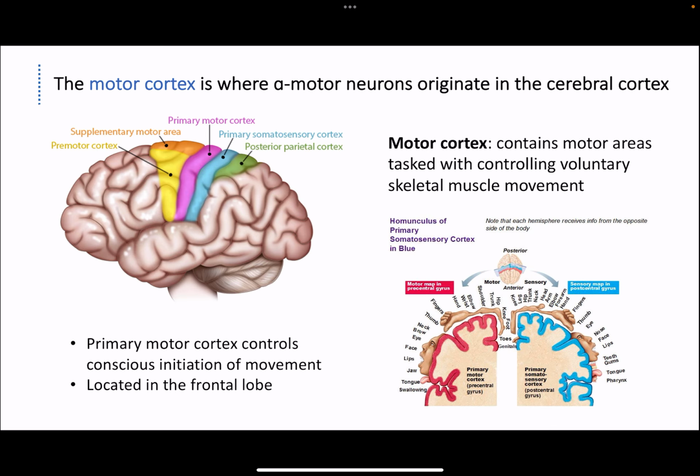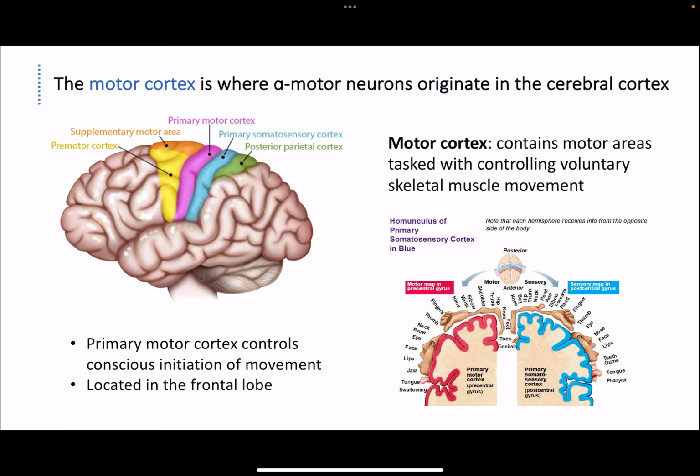So in general, what we're talking about is the motor cortex, right? Now there are different cortical regions associated with motor activity, and that's what we'll talk about. So in general, motor cortex is referring to a region or a grouping of areas that are all involved with voluntary muscle movement, right? So you can see to the left, you have what's called the primary motor cortex, supplementary motor area, premotor cortex. You have a posterior parietal cortex, primary somatosensory cortex, so on and so on, all right?